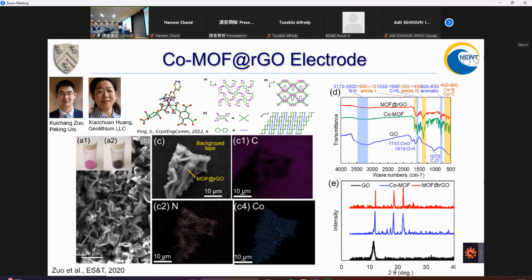And what happened is we were able to form the MOF on the surface of the graphene oxide. At the same time, the reductive condition of the synthesis reduces the graphene oxide to graphene. So you end up with these flakes of graphene with a very thin layer of this cobalt MOF on the surface. And here you can see a very uniform distribution of the cobalt and nitrogen, indicating nice coverage of this MOF on each individual reduced graphene oxide surface.